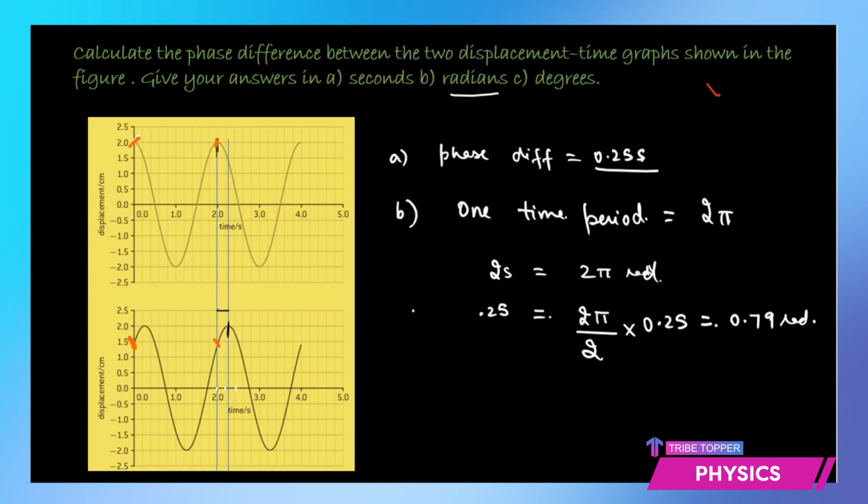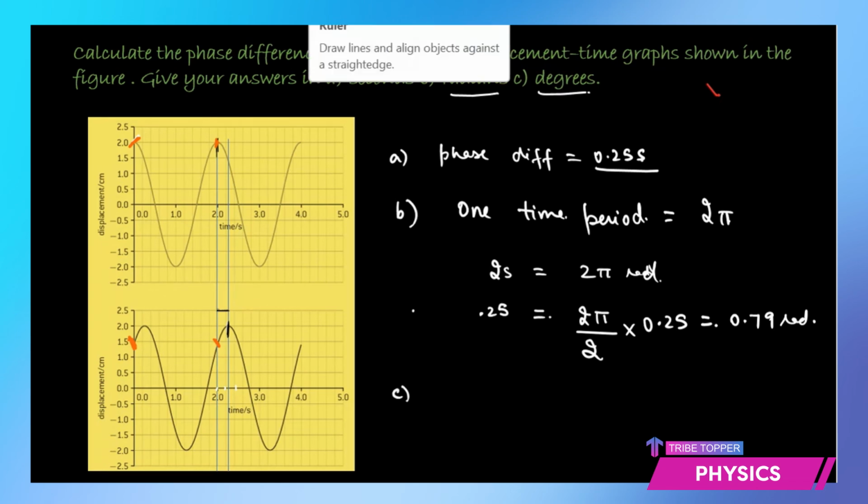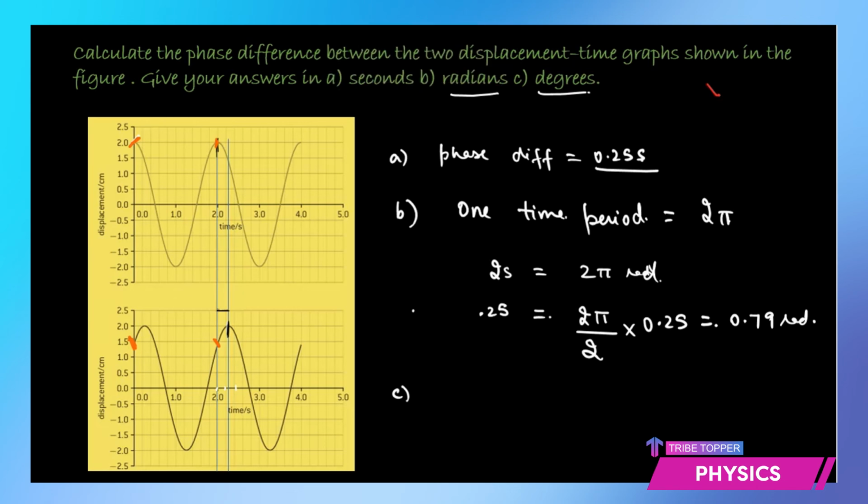Now in the last part they ask what will be the value in degrees. So in degrees, we'll convert it with 360 degrees. If 2 seconds correspond to 360 degrees, then 0.25 seconds corresponds to 360 upon 2 into 0.25, and solving this you get 45 degrees. So this is how you can calculate the phase difference. Always, if you have to evaluate it from the graph between two waves, just draw the lines from their peaks and see how much is the difference between them.